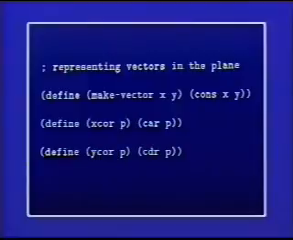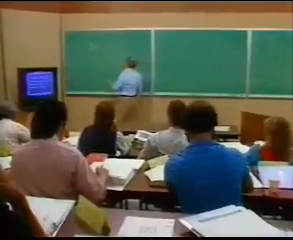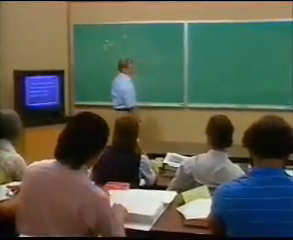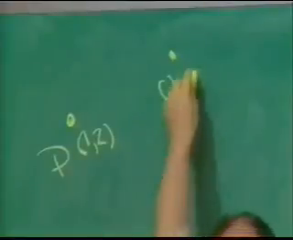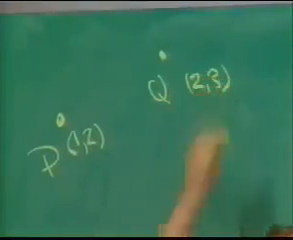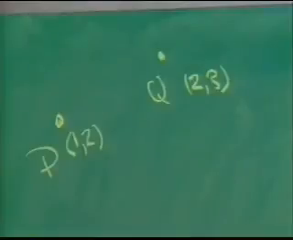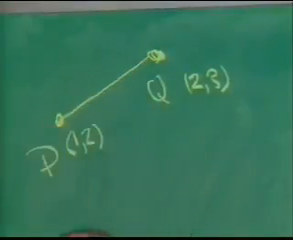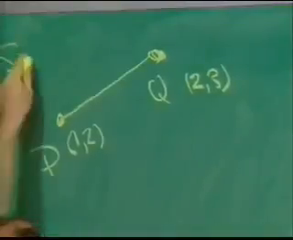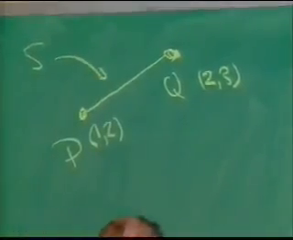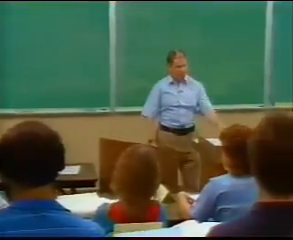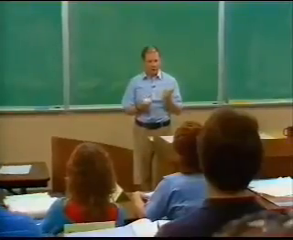Well, given points in the plane, we might want to use them to build something. So for instance, we might have a point P and a point Q. P might be the point 1, 2, and Q might be the point 2, 3. And we might want to talk about the line segment that starts at P and ends at Q. And that might be the segment S. So we might want to build vectors in terms of numbers and segments in terms of vectors.